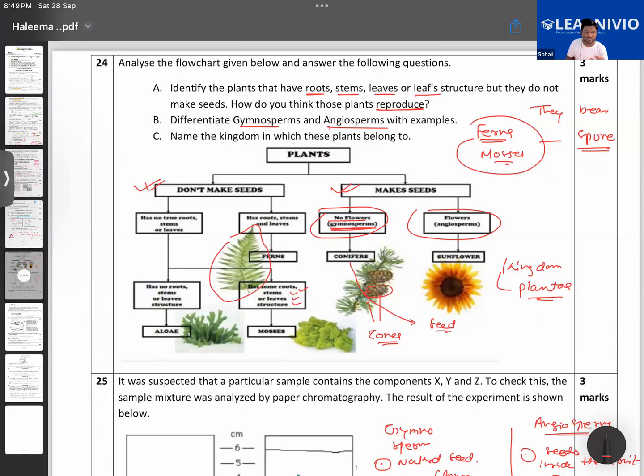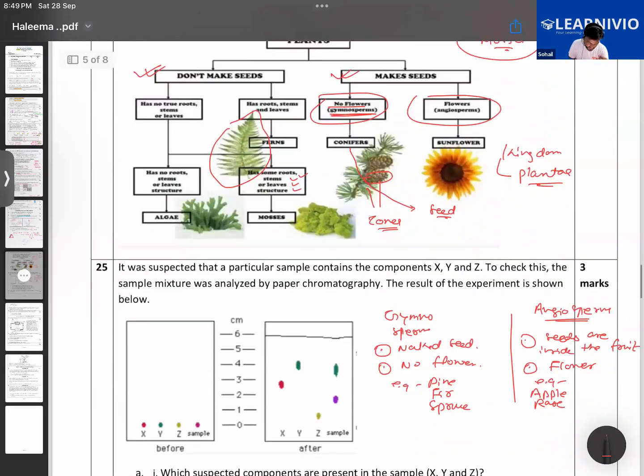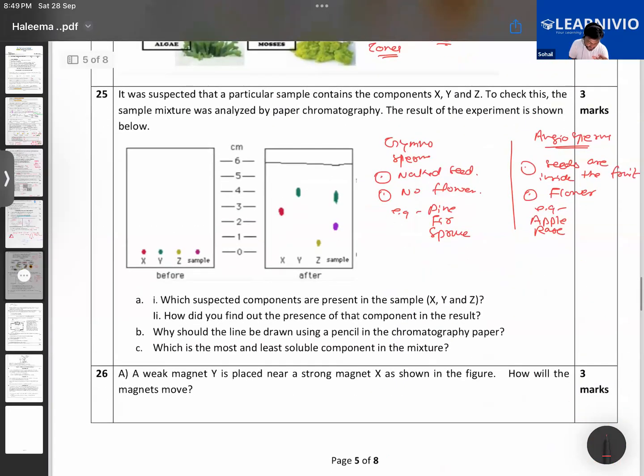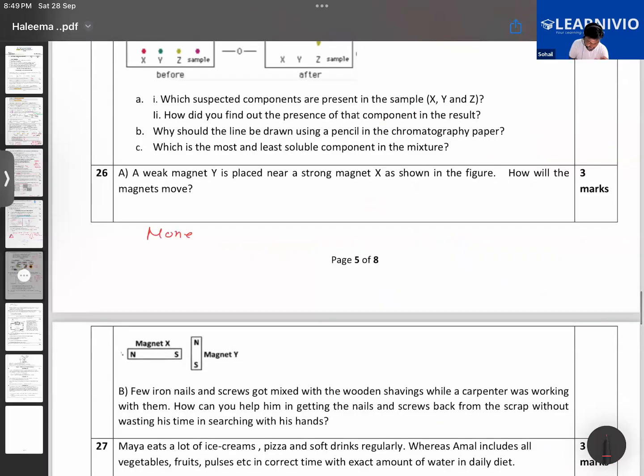Repeat after me. Monera. Let me write it down. I'm writing in short, K is for kingdom. Kingdom Monera. Kingdom Protista. Kingdom Fungi. Kingdom Animalia, kingdom Plantae.